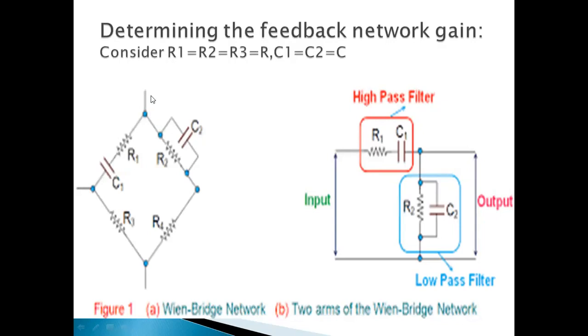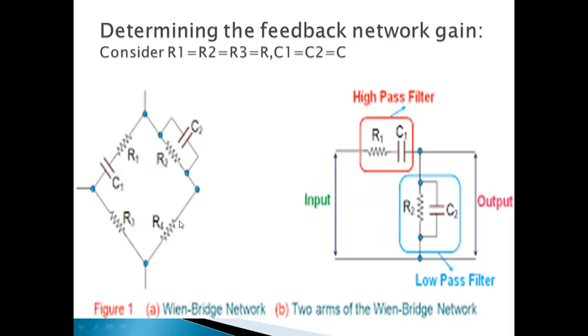Let it be VF of S. The voltage at this point is the input voltage for the feedback network, that is V naught of S, and the voltage at this point is the output voltage for the feedback network, that is VF of S. Here R1 C1, R2 C2, this is the lead lag network.